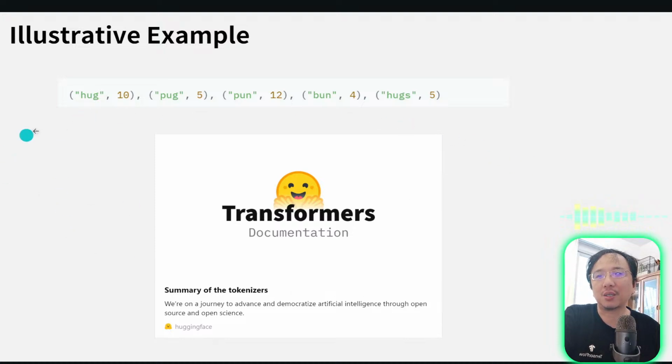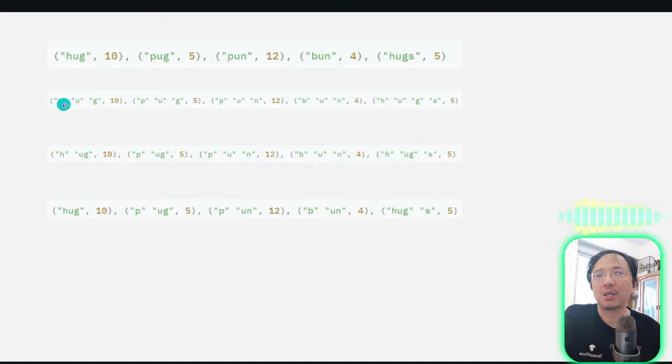This is taken from the Transformers document from Hugging Face. Let's begin with a simple dataset. We have hug appearing 10 times, pug 5 times, pun 12 times, and so on. At the beginning, we have a dictionary that contains every single character. So we split hug into H U G and pug into P U G, and so on: PUN, BUN, and HUGS.